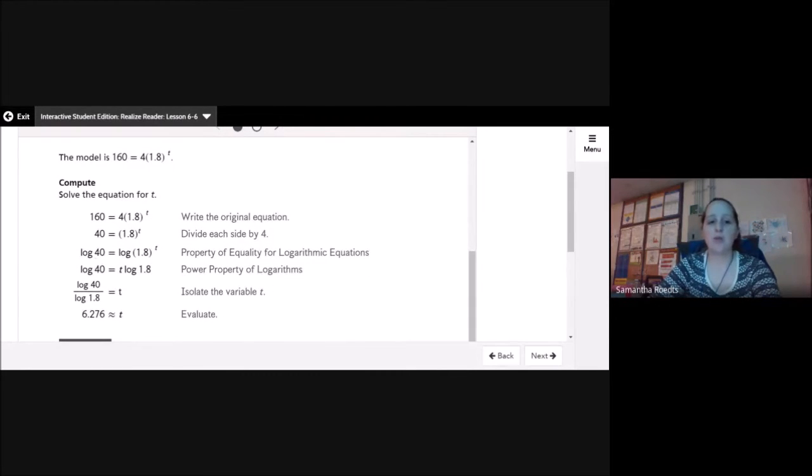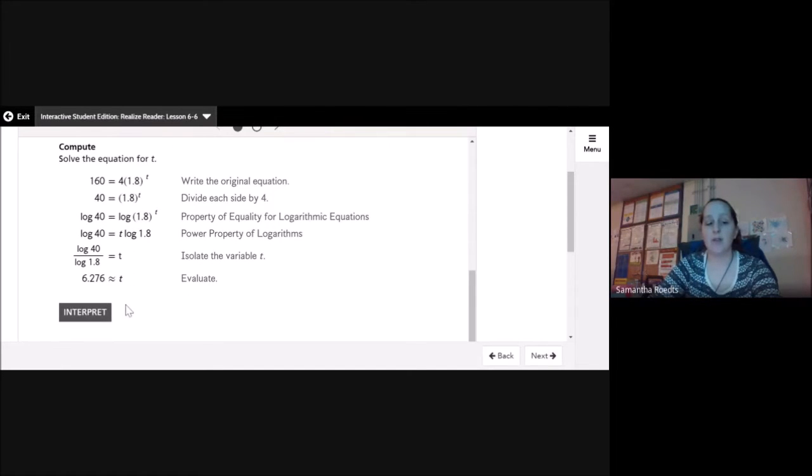Then I take the log of both sides. So I have log 40 equals log 1.8 to the t power. I can use the power property of logarithms to bring that t down front. So I get log 40 equals t log 1.8. I divide both sides by log 1.8. And that gives me my value for t. So 6.276 is approximately what the t value is.